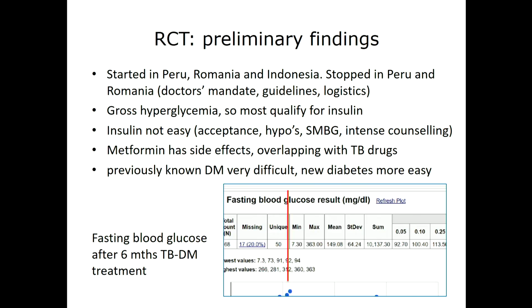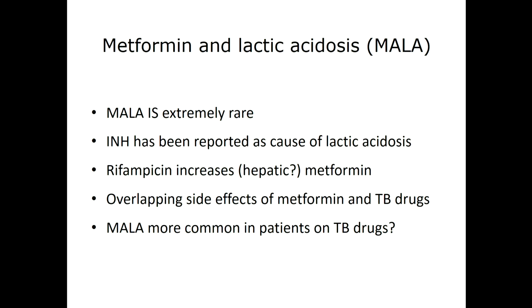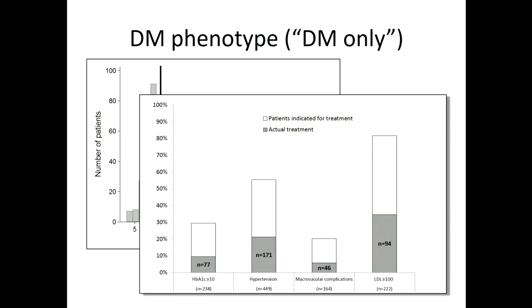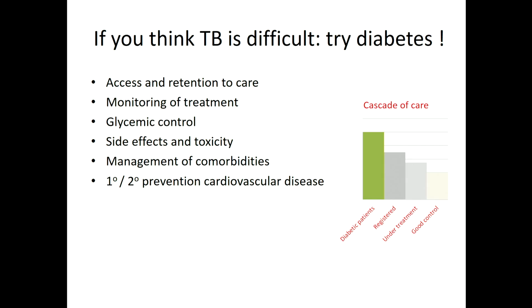Things are harder in previously known diabetes than in newly diagnosed diabetes. I'll skip this then. So the consortium also tells us a lot about diabetes and the diabetes phenotype in this site. This is the HbA1c values in diabetes patients without TB in one of the sites. And there's a range of other problems, and the management of hyperlipidemia, hypertension, etc., in these settings just appears to be challenging, at least. So if you think TB is difficult, try diabetes in these sites.